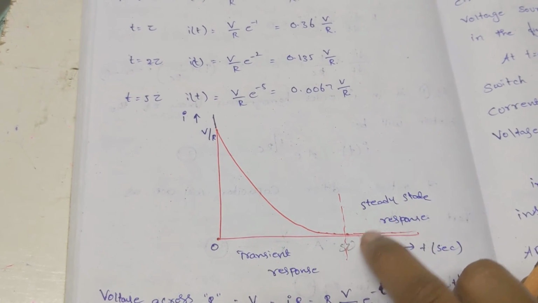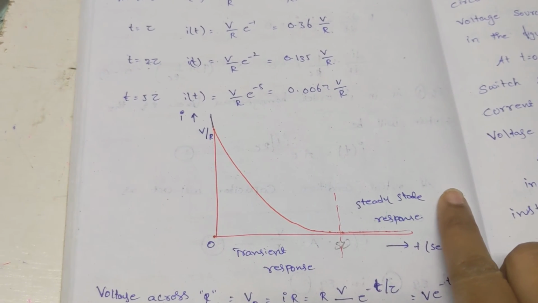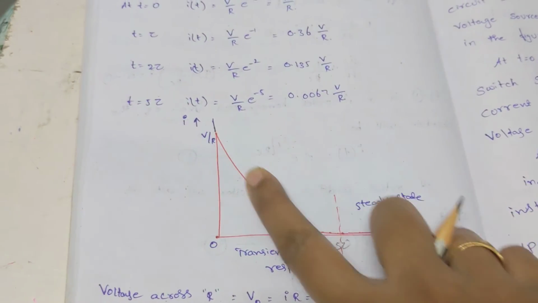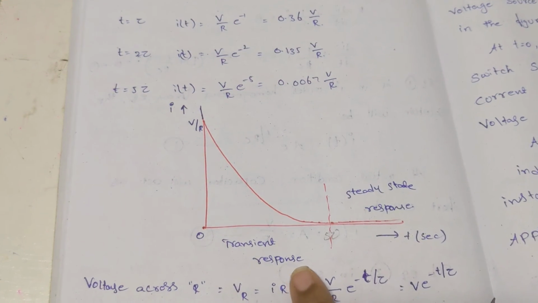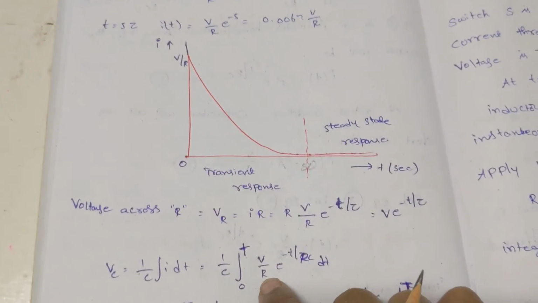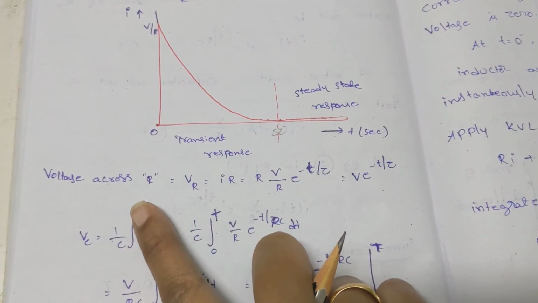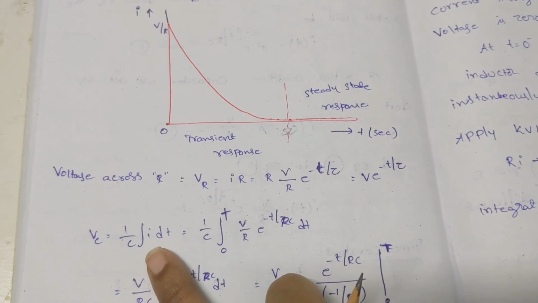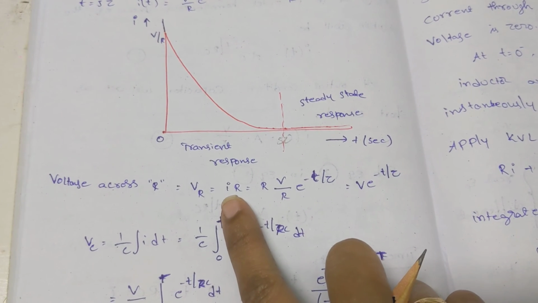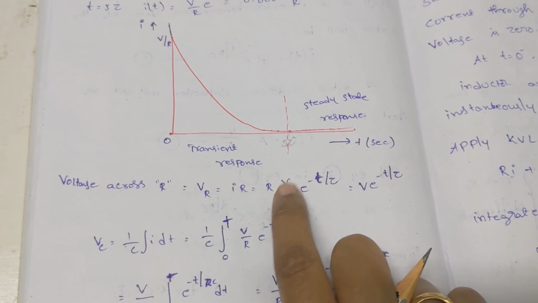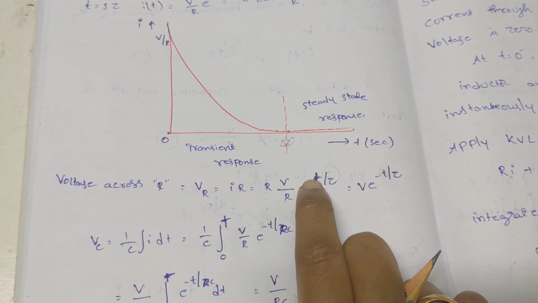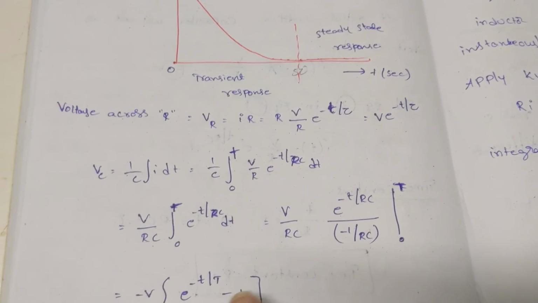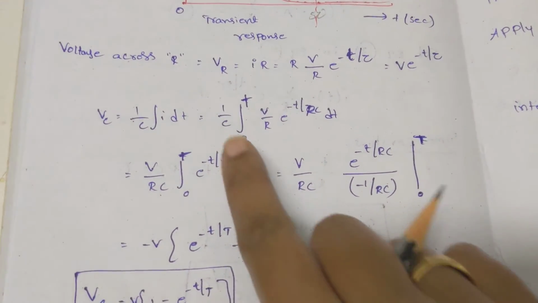We mention that it is in a steady state response, which has a constant value. The value which is fluctuating, we call a transient response. If I want to find the voltage across your resistor or the voltage across your capacitor, I am able to find it, because I already know the current expression, V by R into e power minus t divided by tau. Similarly, for the capacitor you can find it also.